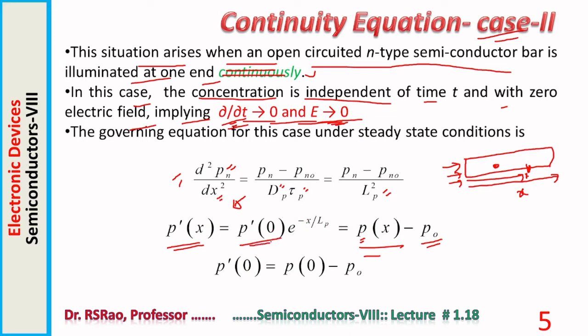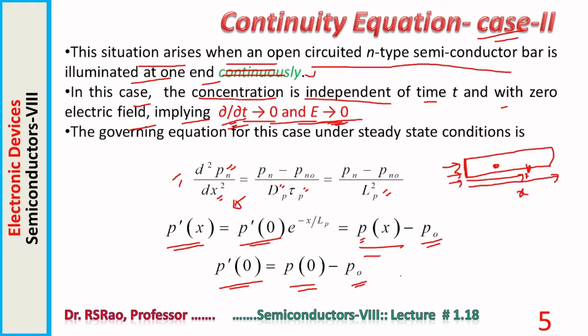P prime of 0 means whole concentration at the illuminated end due to illumination. Another part is also there, the thermal part, as far as the whole concentration is concerned. That part is not considered. That is not part of P prime of 0. P prime of 0 is equal to P of 0 minus P naught.